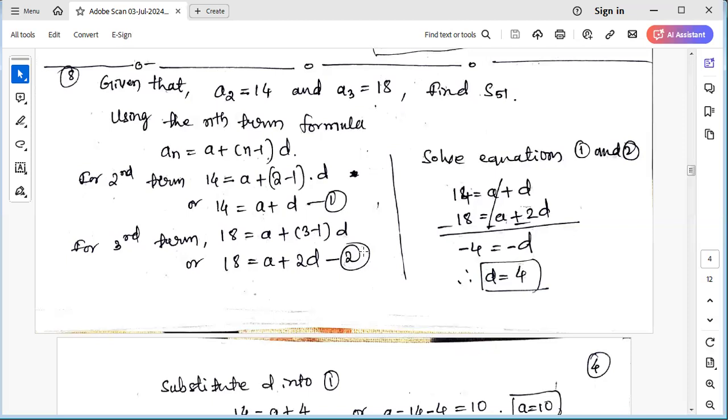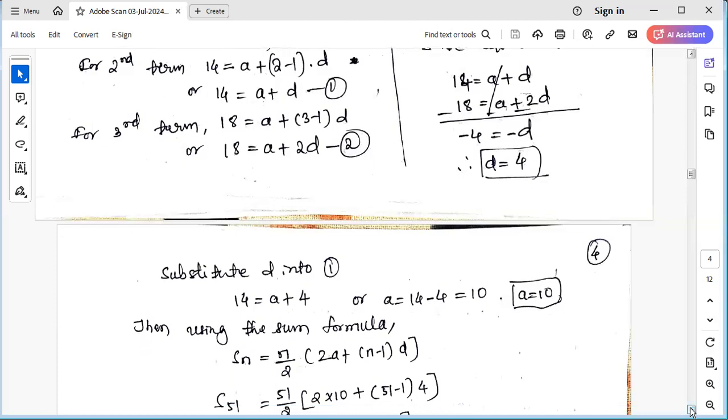We will solve these equations 1 and 2 to get the value of d. Equation 1 is 14 is equal to a plus d, and equation 2 is 18 is equal to a plus 2d. Subtract these two. a gets cancelled. So 14 minus 18 is equal to minus 4, which is equal to d minus 2d, that is minus d. So that means d is equal to 4. In this way, I obtained the value of d.